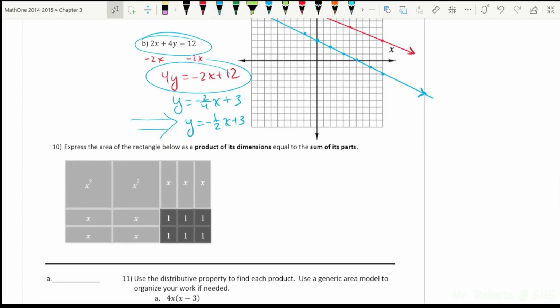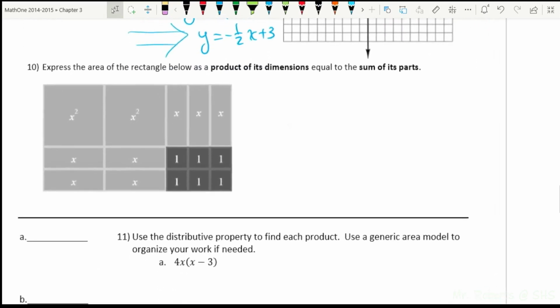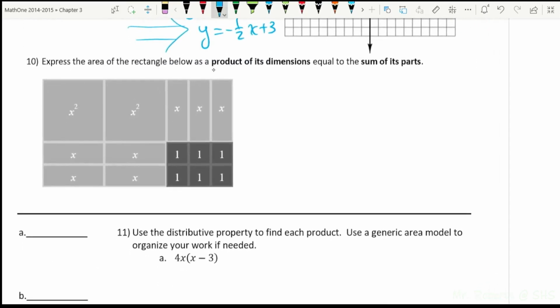Next, express the area of a rectangle below as the product of its dimensions equal to the sum of its parts. All right, so product of its dimensions. I need to know what the dimensions are, so let's look at it. Going up and down here, this is x units long. From here to here is x tall. And then this is 1 and this is 1.